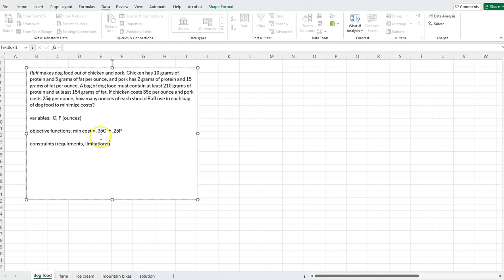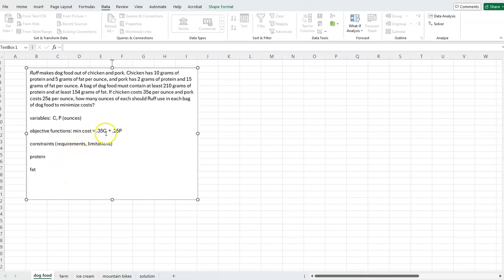Now let's scan the problem here. Do we have any requirements? Well, in the middle of the problem there, we're required to have 210 grams of protein and 154 grams of fat. So we will have a constraint for each of those requirements. So I'll come down here, and first off, I like to label them in words. Okay, so there will be a constraint for protein, and then we'll have another separate constraint for fat. So we'll construct those next.